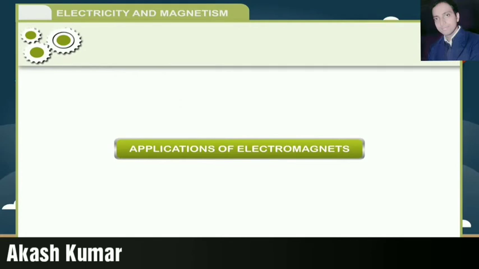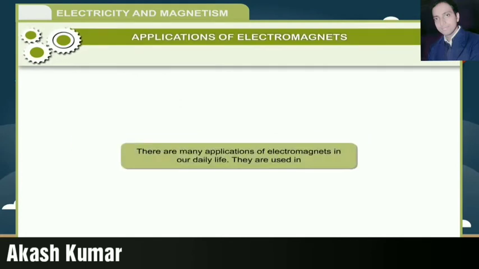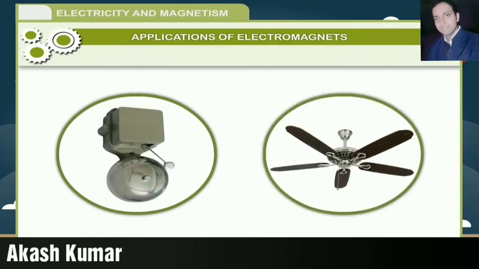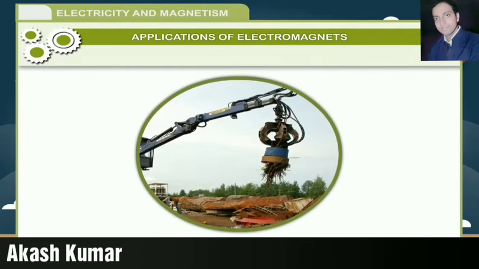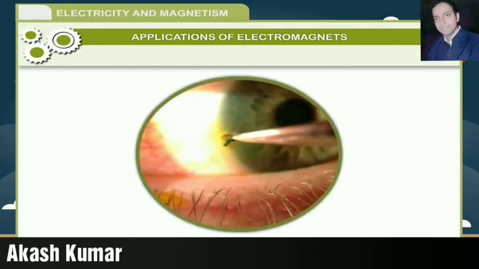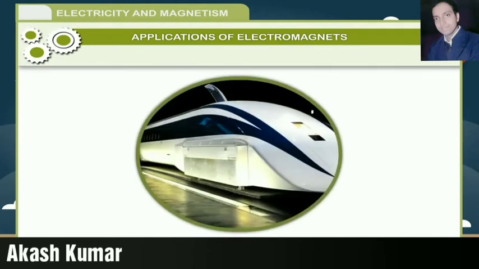Applications of electromagnets. There are many applications of electromagnets in our daily life. They are used in: 1. Electric appliances such as electric bell, electric fan, etc. 2. Steel works and scrap yards. 3. Loading furnaces with iron. 4. By doctors to remove foreign bodies like iron filings. 5. In modern trams and trains such as the maglev train.